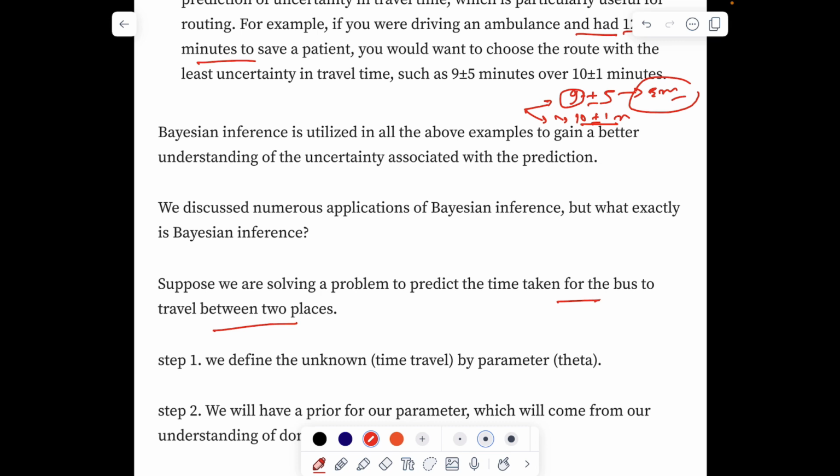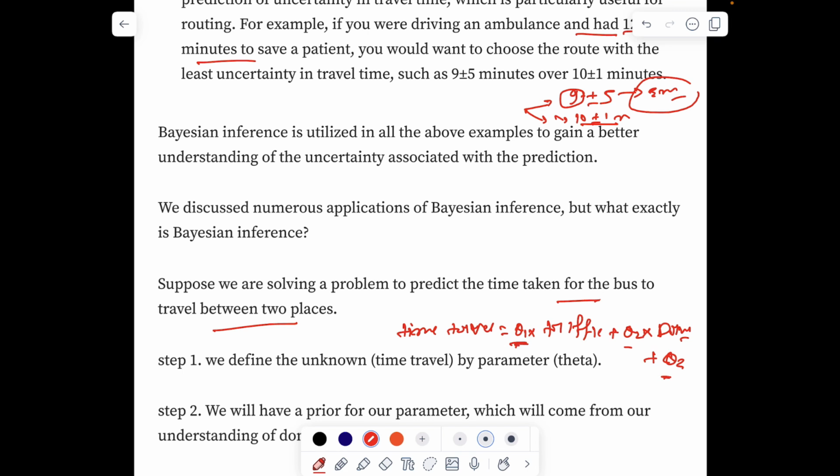So in this case, our unknown is what? Time travel, right? So let's say time travel depends upon some parameters. It can depend upon, let's say, traffic: theta 1 into traffic, then plus theta 2 into, you can say, driving behavior or something, plus theta 3, something like that. So we have two or three parameters here, like theta 1, theta 2, theta 3. It can be like theta n also.